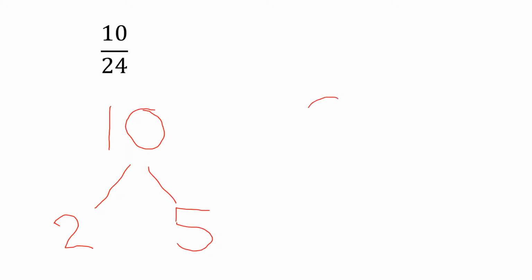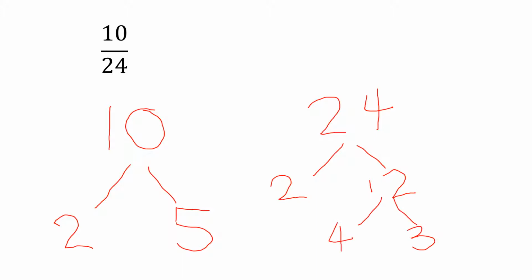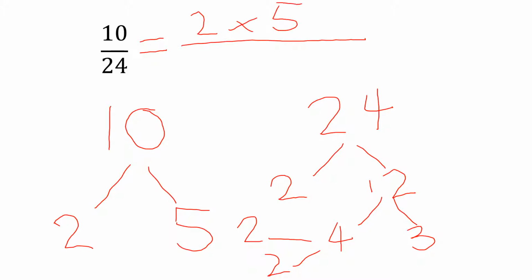Let's look at 24. Now, I'm going to take 2 and 12 again. Now, let's think about 12. 12 is 4 times 3. 3 is a prime number, so I can stop there with 3. And 4 is 2 times 2. So that tells me that 10 is 2 times 5, and that's all over 2 times 2 times 2 times 3.